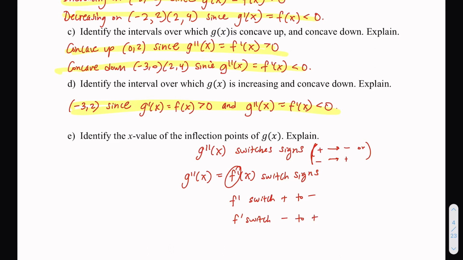Let's think about what that means. If f prime, the slope, switches from positive to negative, that means that my graph of f switches from increasing to decreasing. So basically we're looking for a max. Or if f prime switches from negative to positive, that means that the slopes are switching from being negative slopes to positive slopes. So we're looking also for where it's switching from decreasing to increasing, aka a relative min. That's what we're looking for.